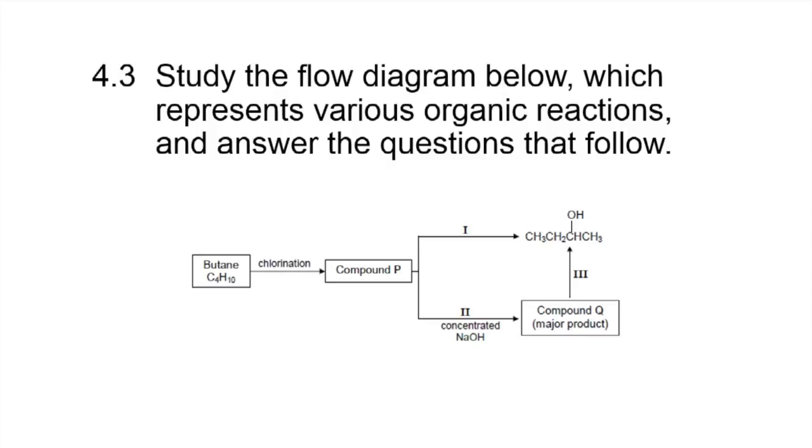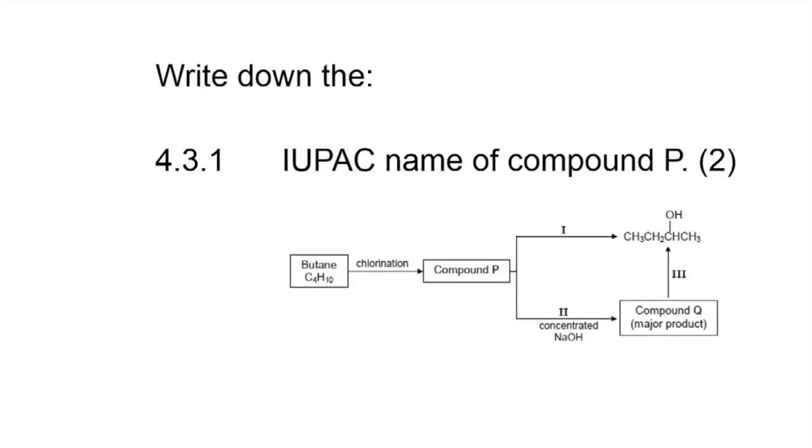Study the flow diagram below, which represents various organic reactions, and answer the questions that follow. There you've got a flow diagram, and you've got unknowns somewhere there. And what are the questions? Write down the IUPAC name of compound P. There you've got your compound P, and you've got to write down its IUPAC name.